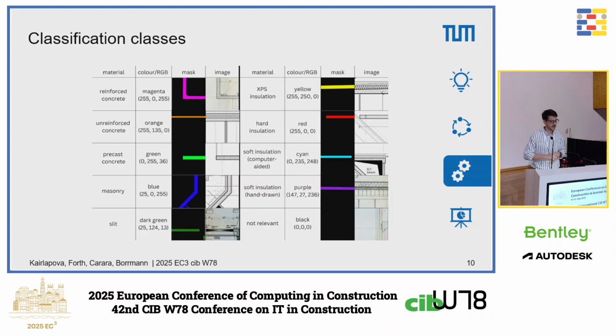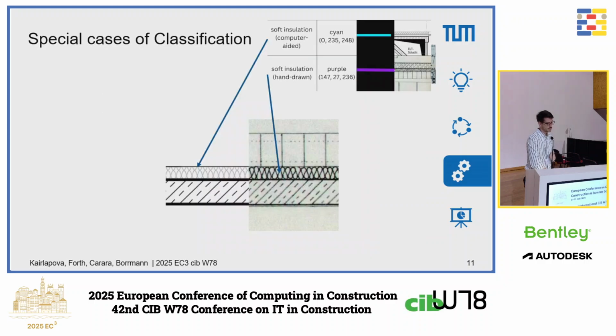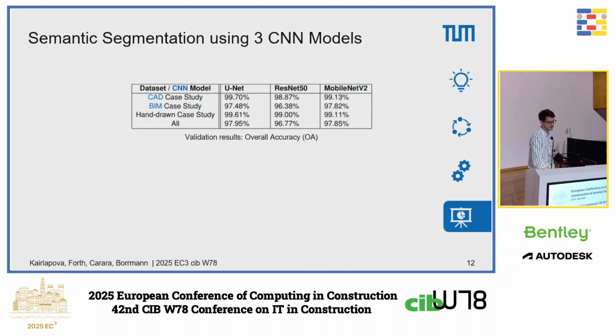I will show an example later. One of the biggest problems is that we also had a class for non-relevant, the black ones, which is not really a class, and which is also a problem in the training later. I'm going a little bit quicker over this now. Here you can see the difference between the cut-based soft insulation on the left-hand side, which has computer-generated hatches. On the right-hand side, it's hand-drawn very nicely, but it has different orientations and different complexity in the training, so we differentiated it.